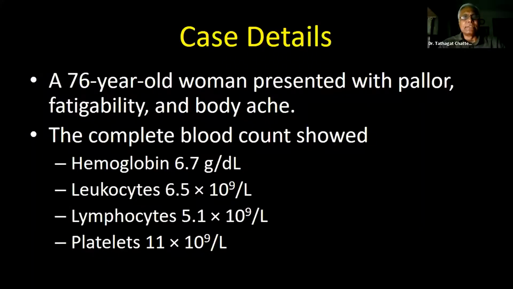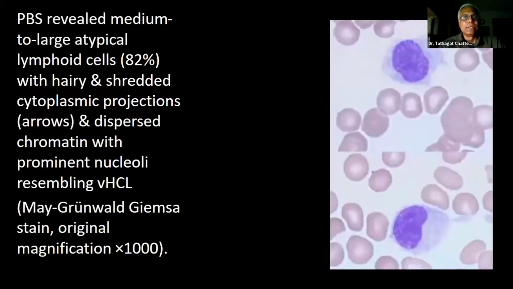Let's come to one of the last few cases. This is a 76-year-old woman with pallor, fatigue, and body ache. Hemoglobin 6.7, leukocytes 6,500, absolute lymphocytosis, platelets 11,000. Now see the peripheral smear: large atypical lymphoid cells with hairy and shredded cytoplasmic projections, dispersed chromatin with prominent nucleoli. Are we dealing with variant hairy cell?